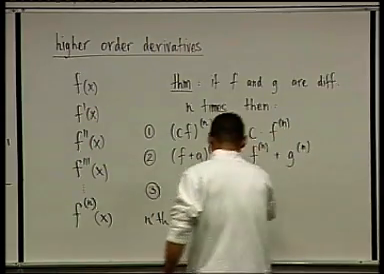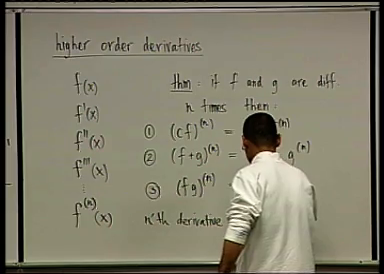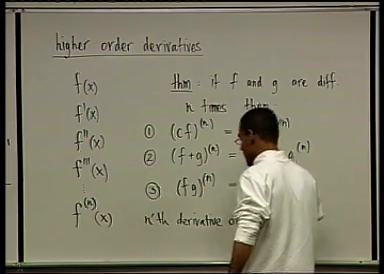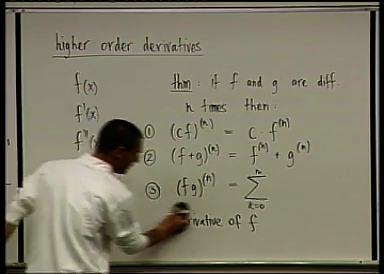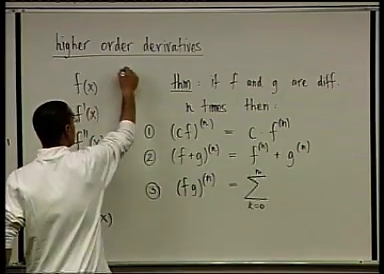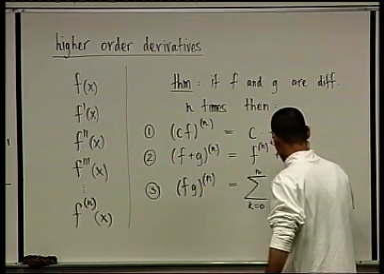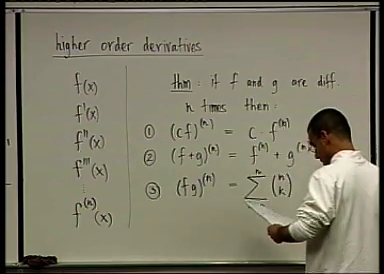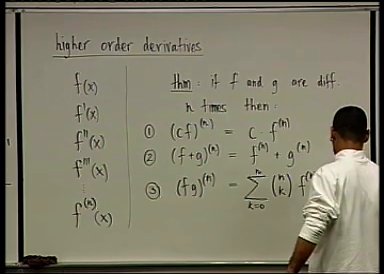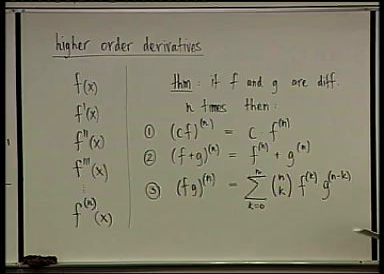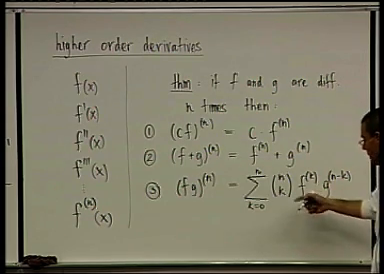And the ultimate formula for a general n is the following. It's the sum k equals 0 to n. Let me erase this and put a line here. It's the sum k equals 0 to n, n over k, f kth derivative, g n minus kth derivative. Right. It's very similar to the binomial expression, except it's for derivatives.